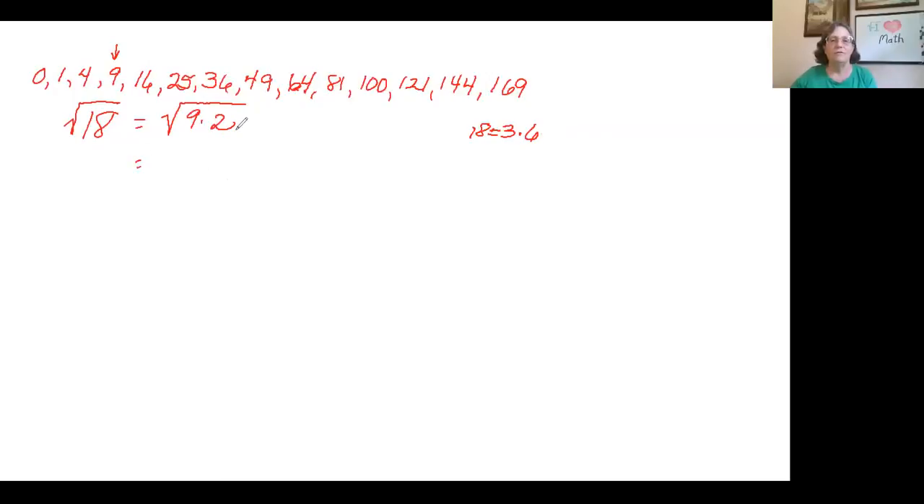And when you have a product in a radical, you can treat that as 2 separate radicals. The square root of 9 is the number 3. So the square root of 18 can also be written as 3 times the square root of 2.